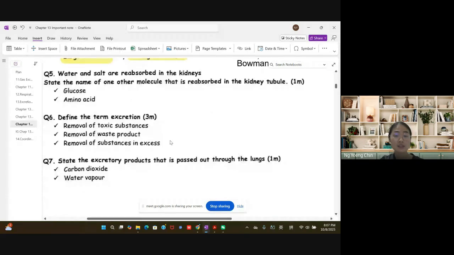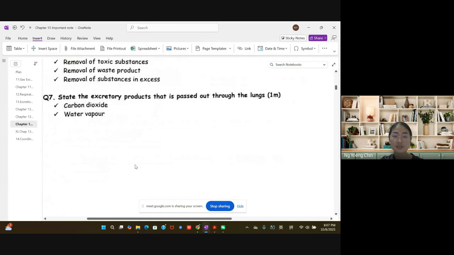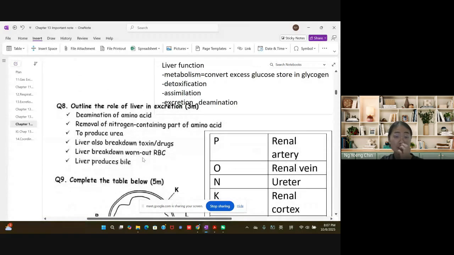like carbon dioxide, urea, feces, mineral salt, that kind of thing. So when you talk about the liver in excretion, actually it's about deamination, because one of the waste products produced by your body is urea. So how is your body able to produce urea? It's from the process of deamination.